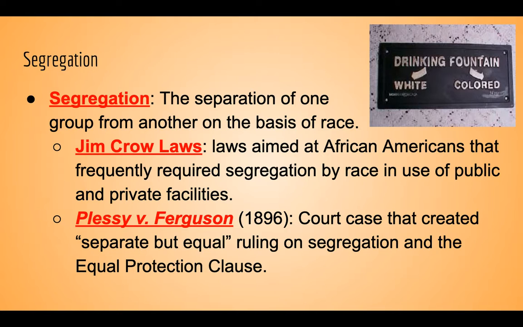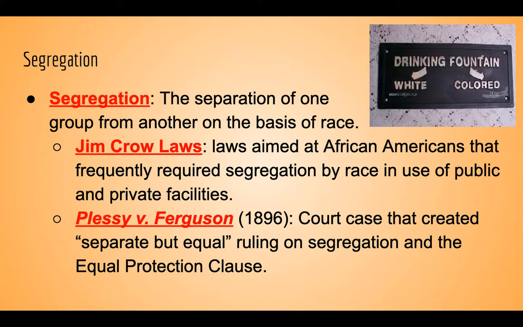Segregation. We looked at this a lot when we were watching the Ernest Green story. Segregation is the separation of one group from another on the basis of race. Throughout United States history, following the Civil War, leading up to just after World War II, we have what are called Jim Crow laws. Laws aimed at African Americans that frequently required segregation by race in the use of public and private facilities. So this included water fountains, bathrooms, restaurants, hotels, stores.